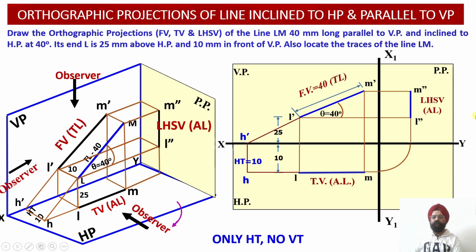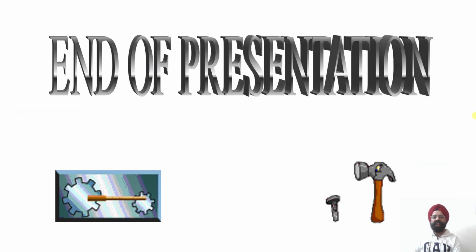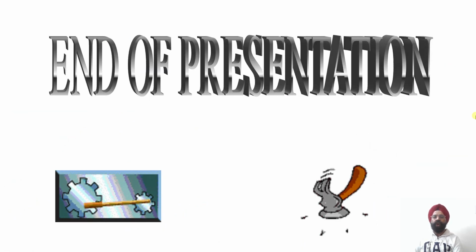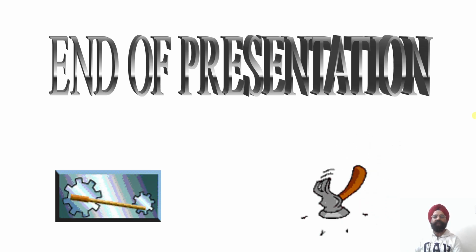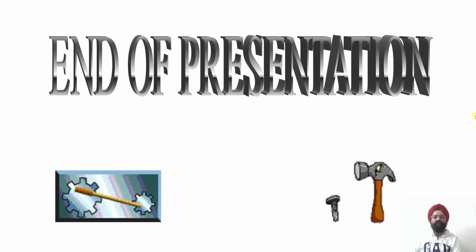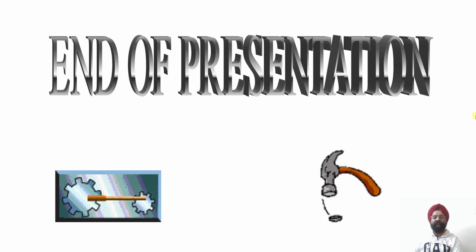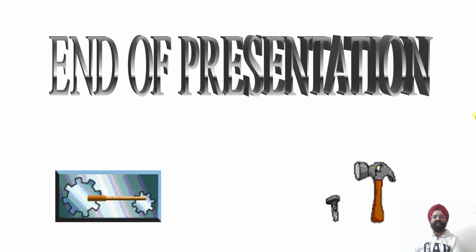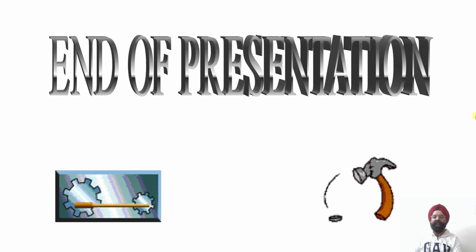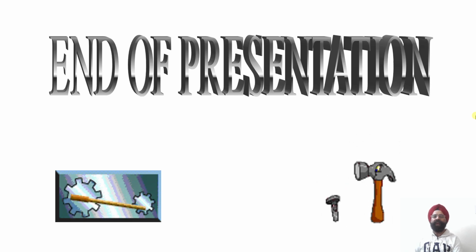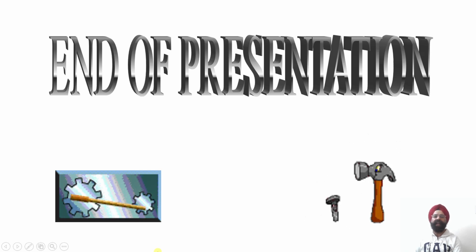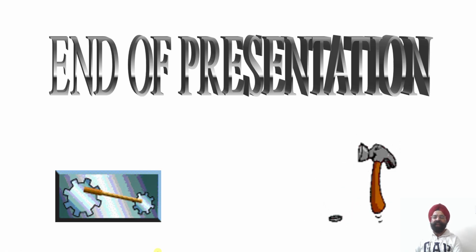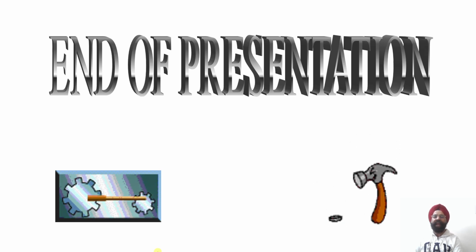So this is all for today. I hope that through this discussion you have understood how we can provide the spatial coordinate location of a line which is inclined to the horizontal plane and parallel to the vertical plane with respect to the three reference planes, that is HP, VP and PP. We have also evaluated the orthographic projections of this line, that is front view, top view and left hand side view, and the traces of this line on the horizontal plane and the vertical plane.